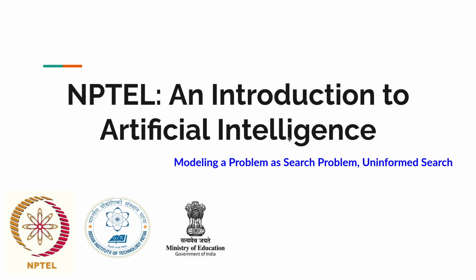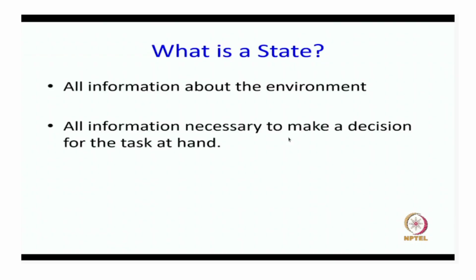Hello, hi everyone. Today we'll be talking about the searching problem, particularly uniform search. So let's go back to what we discussed last week, the data about what is the state. Whatever information you have about the environment, what is the environment? You can think of it as the real world, where the problem setting is specified. All the information about the world given is state information for you. Information required to make an appropriate decision is known as the state.